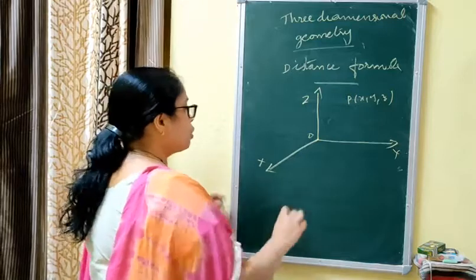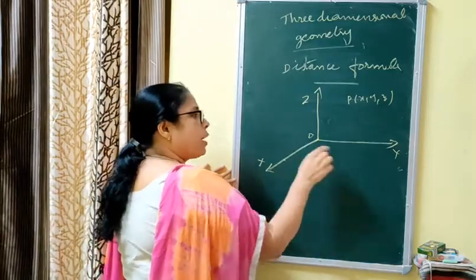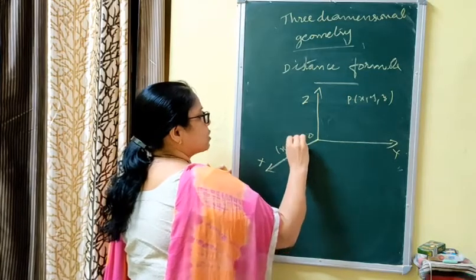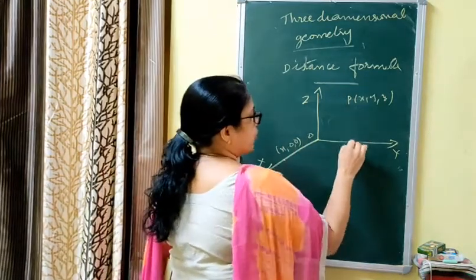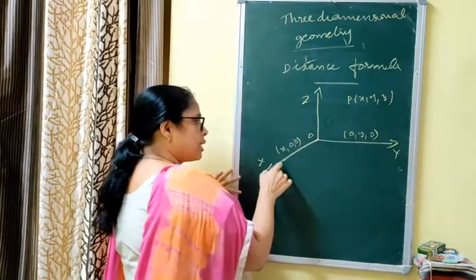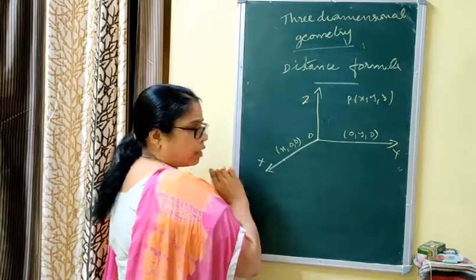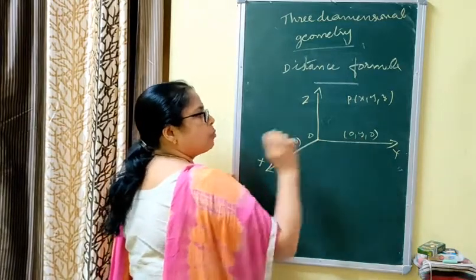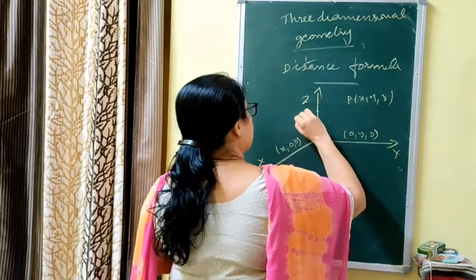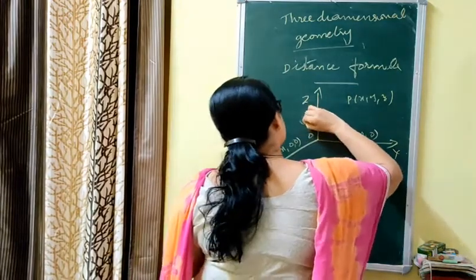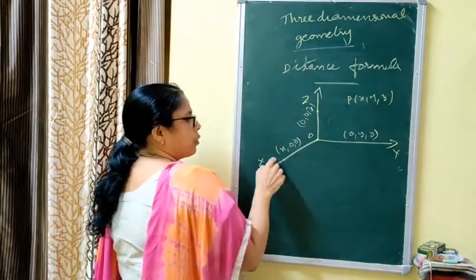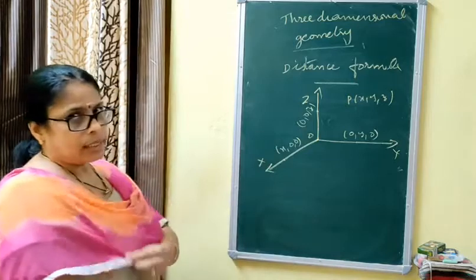Now, for any point on the x-axis, the y coordinate and z coordinate are 0. Any point on the x-axis is x comma 0 comma 0. Any point on the y-axis has x and z as 0: 0 comma y comma 0. On the x-axis, x will remain and the other two will be 0. On the y-axis, y will remain, the others will be 0. On the z-axis, z will remain and the other two are 0, that is 0 comma 0 comma z. This is the standard form of any point on the x-axis, y-axis and z-axis in the 3D plane.